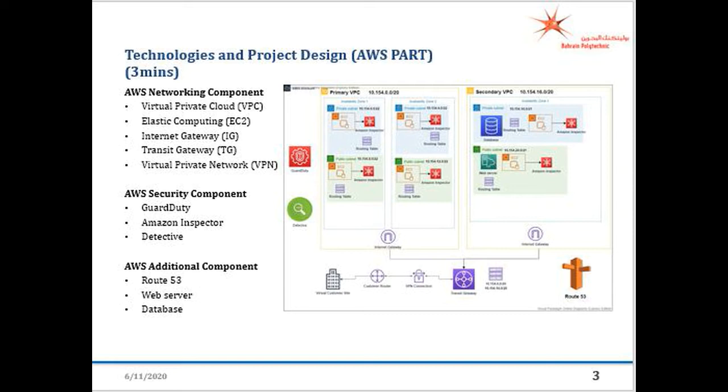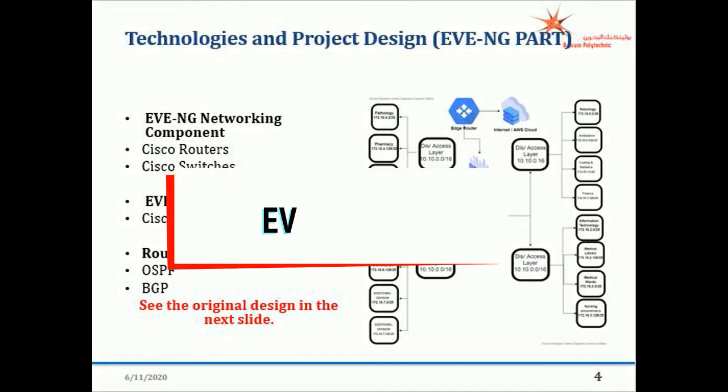The reason for choosing these security services is that GuardDuty will be handling the AWS account security level. Amazon Inspector will be handling the EC2 security monitoring level. For the Detective, any findings that GuardDuty finds about security issues can be investigated with AWS Detective. As for the additional services or components, we will have Route 53, which is the DNS service, a web server, and a database.